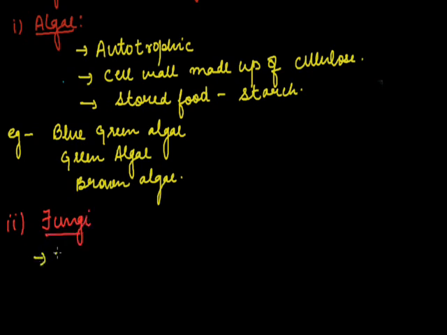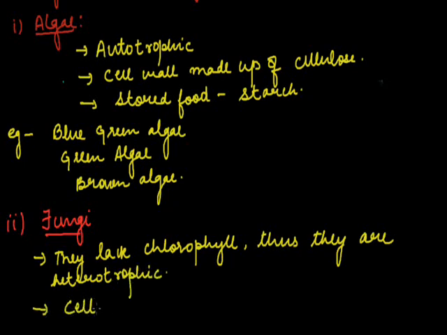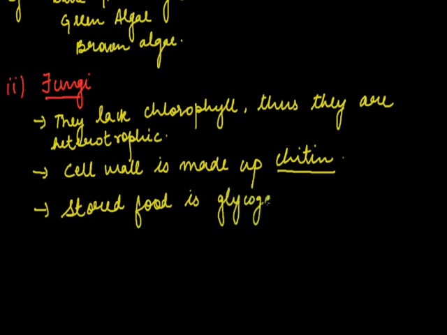The second category of the Thallophyta is fungi. They lack chlorophyll. Thus, they are heterotrophic. Their cell wall is made up of chitin. Their stored food is glycogen. Examples are molds, yeasts, mushroom.